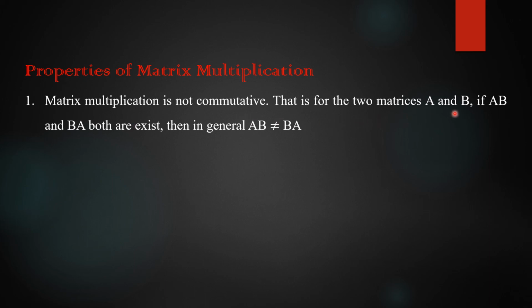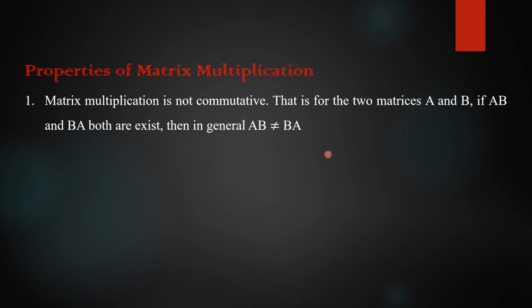That means for two matrices A and B, if both products exist, meaning AB exists and BA also exists, then in general AB and BA are not equal. But in the number system, 2 into 3 is equal to 3 into 2, or 2 plus 3 is equal to 3 plus 2. In matrix, A plus B equal to B plus A holds, but in the case of product, AB is not equal to BA in general.